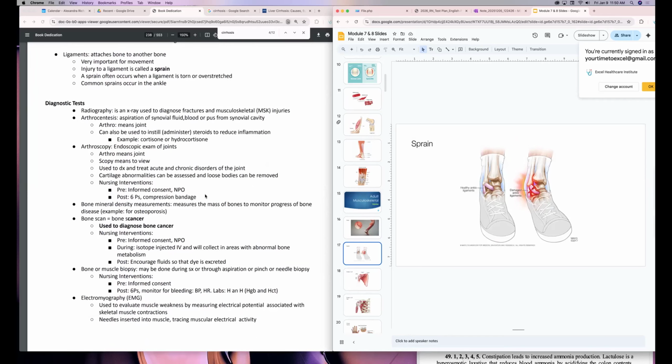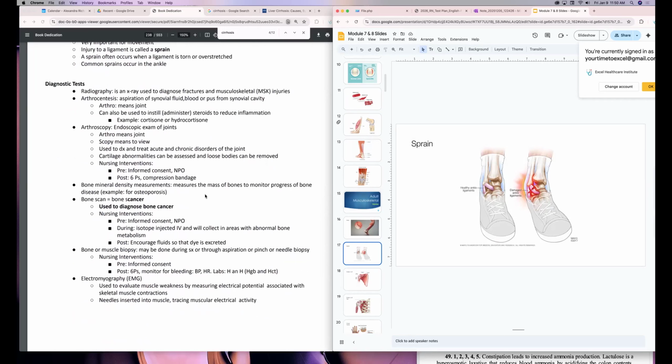Diagnostic tests, you can read this for homework. Just know that a bone scan is used to diagnose cancer.